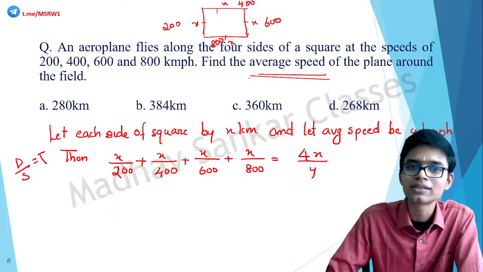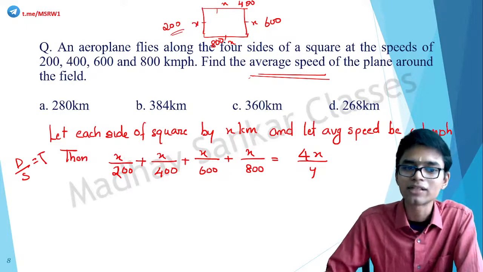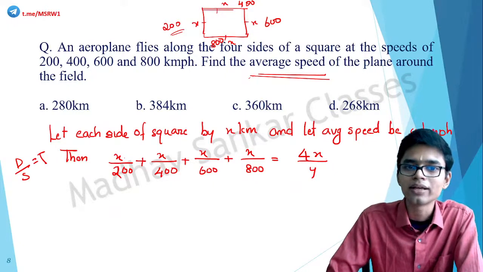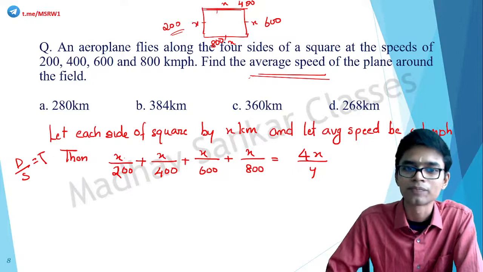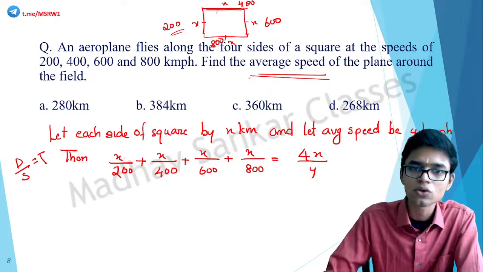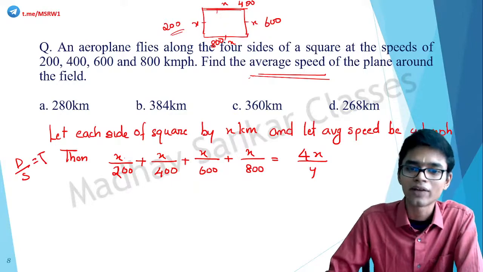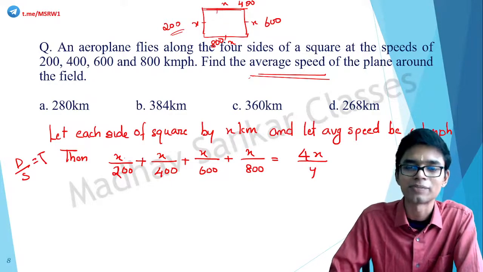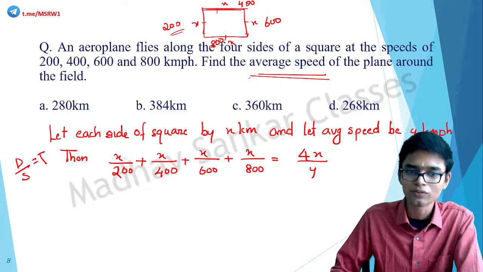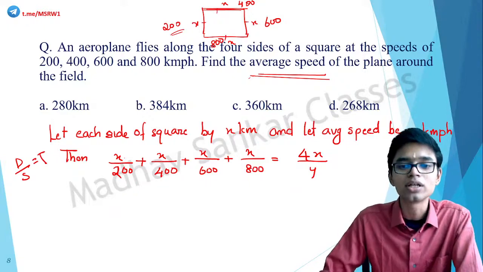In this case, x is the distance and 200 is the speed. So distance by speed. Now here same, x is the distance and 400 is the speed. Correct? Similarly here also x is the distance and 600 is the speed. And finally x is the distance and 800 is the speed. So total, we are adding all these together. Distance by speed is equal to, what is the total distance and speed?